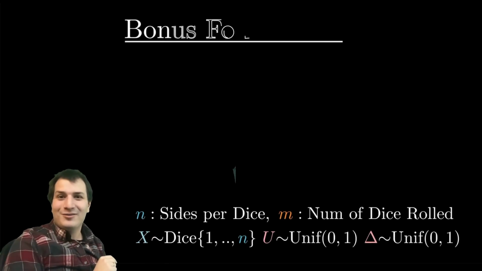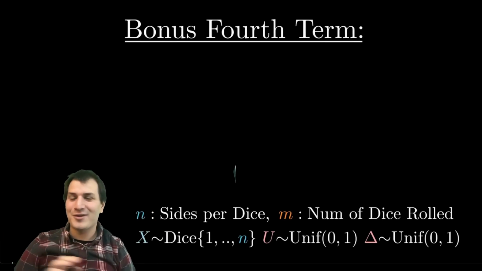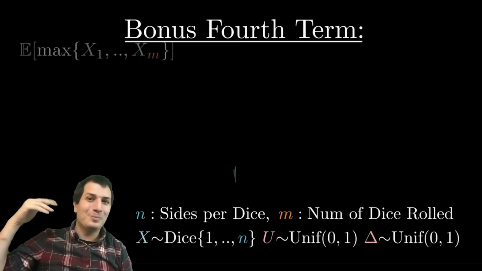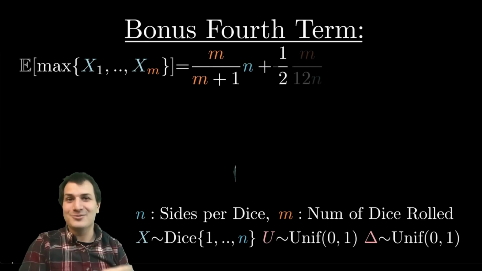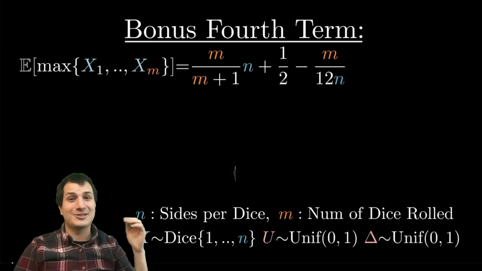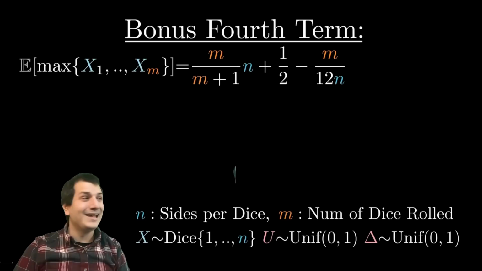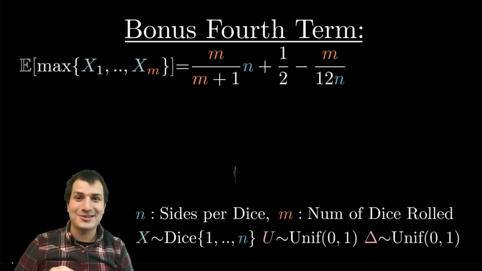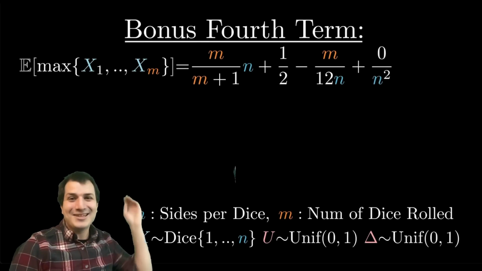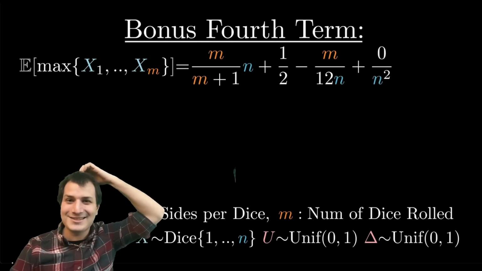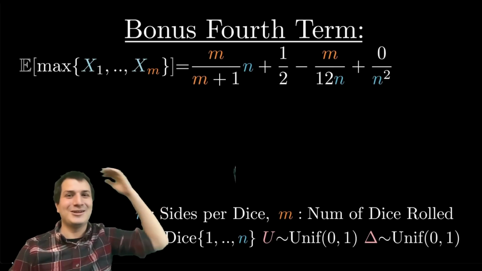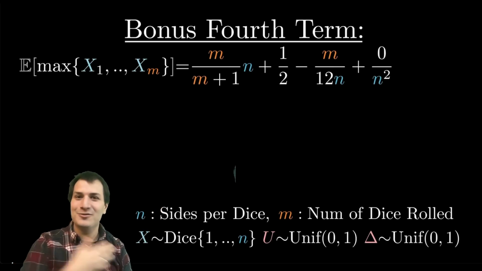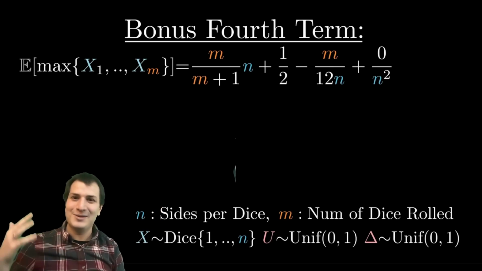If you made it this far into the video, let me give you a bonus fourth term for free. So in the video, we proved the first three terms, m over (m plus 1) times n plus a half, minus m over 12n. And the fourth term, I'll tell you what it is. Are you ready? It's 0. It's 0 over n squared. And you might scratch your head and say, what do you mean the fourth term is 0? You can't just add on 0 and say you've given me a free fourth term. You haven't given me anything.